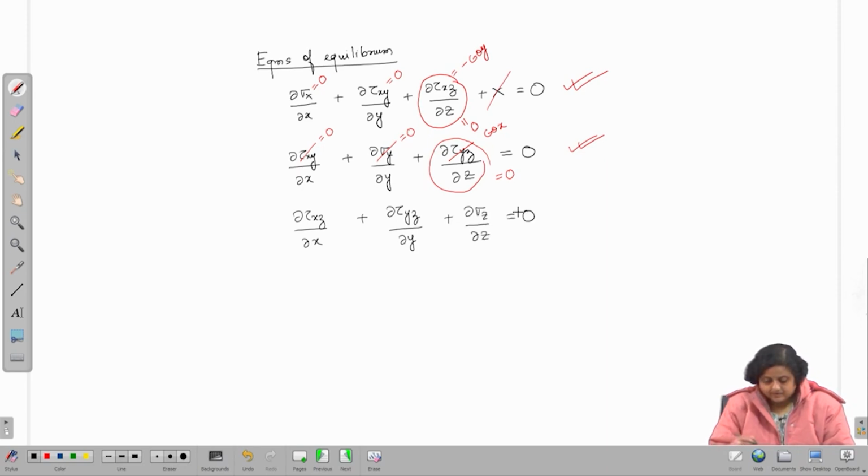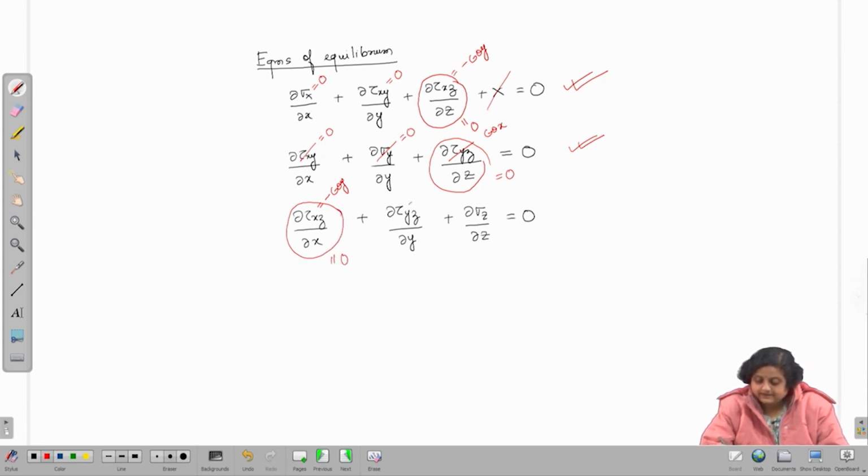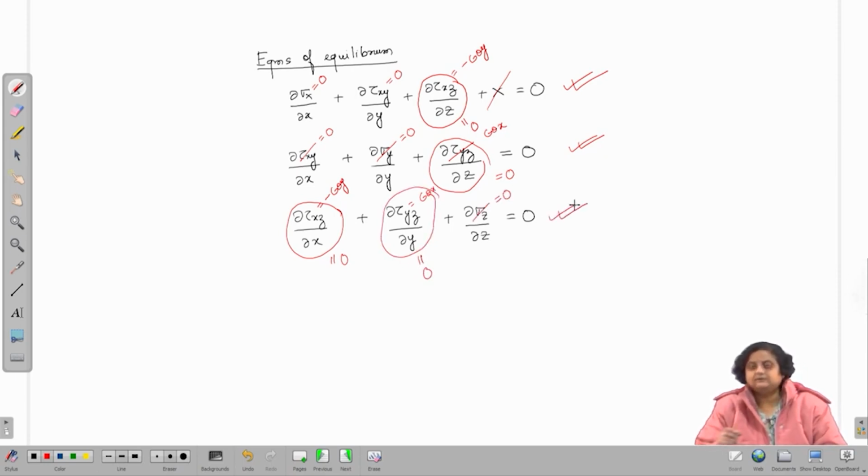Now, let us see this. So, tau xz is minus G theta y. So, this goes to 0, this is not a function of x. Tau yz is G theta x. So, this also goes to 0, it is not a function of x, and sigma z is anyhow equal to 0. So, this is satisfied. So, all the 3 equilibrium equations are satisfied.